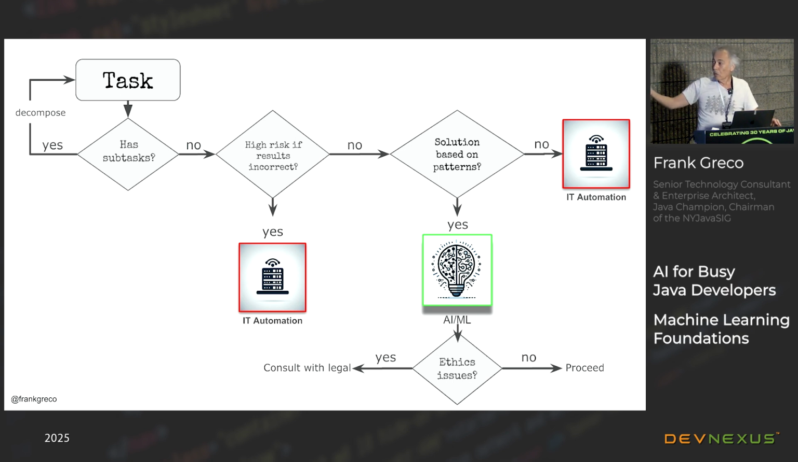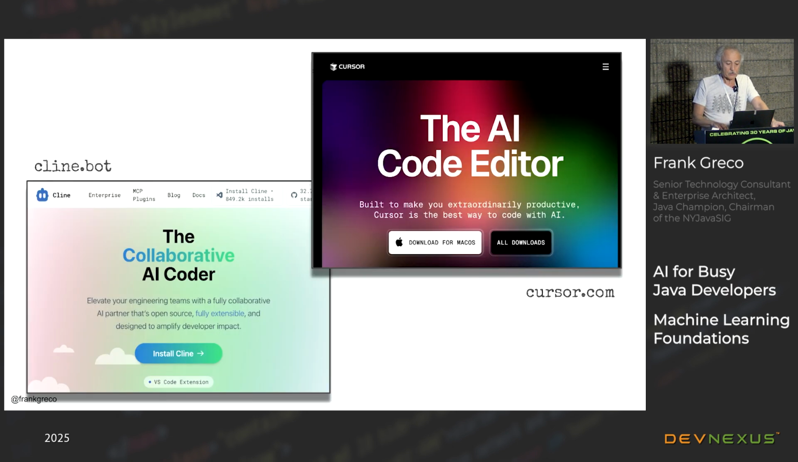Then you say, okay, now I'm at the bottom. Are there ethics issues? Because there's now governance and there are laws, and in Europe, there are serious laws. Then you have to deal with legal. Talk to your legal department, and decide whether we should put this in production or not.